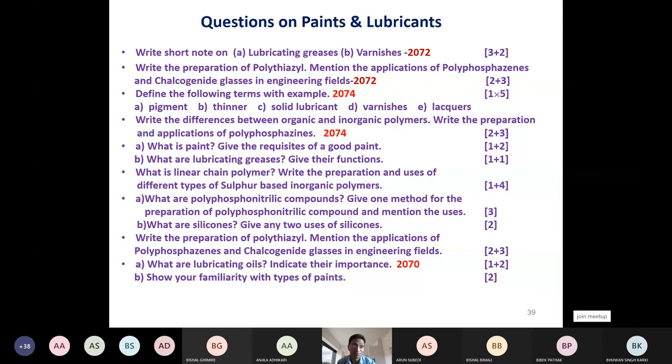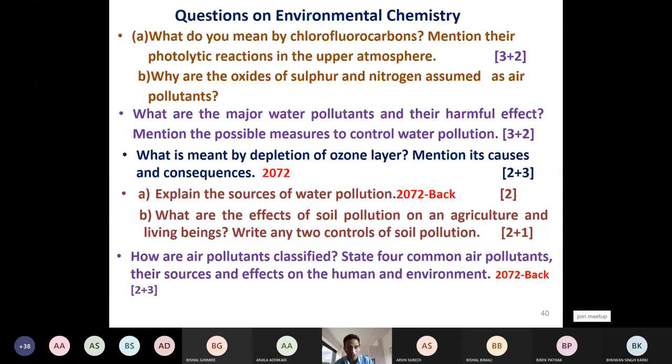Write down the preparation and uses of different types of silicon based inorganic polymer. What are polyphosphazene compounds, that is polyphosphonitrilic chloride. Understand that, don't get confused. What are polyphosphonitrilic chlorides? Give one method for the preparation of polyphosphonitrilic chloride and mention their use. What are silicones? And give only two applications, not all. Then just see the marks, then answer.